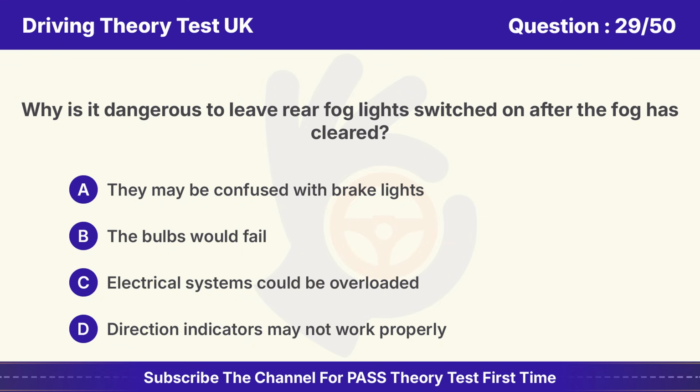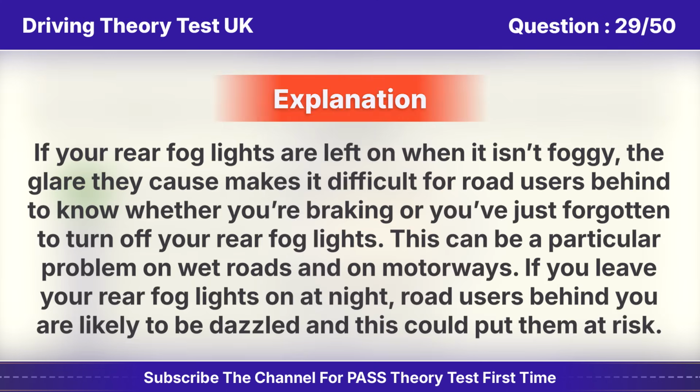Question 29. Why is it dangerous to leave rear fog lights switched on after the fog has cleared? Answer is A. They may be confused with brake lights. If your rear fog lights are left on when it isn't foggy, the glare they cause makes it difficult for road users behind to know whether you're braking or you've just forgotten to turn off your rear fog lights. This can be a particular problem on wet roads and on motorways. If you leave your rear fog lights on at night, road users behind you are likely to be dazzled, and this could put them at risk.